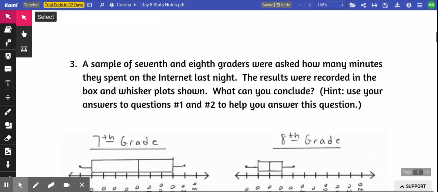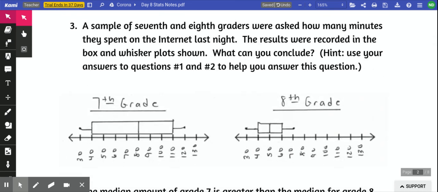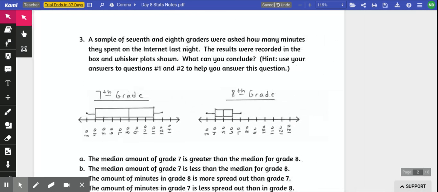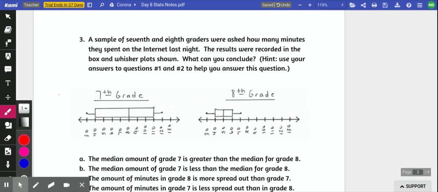Okay, number 3 is our first comparison question. Same box and whiskers, but now we want to figure out what we can conclude. And we're going to use the information that we just figured out from questions 1 and 2 to help us answer our question. So I'm going to write that our median for grade 7 was equal to 80, and our median for grade 8 was equal to 50.